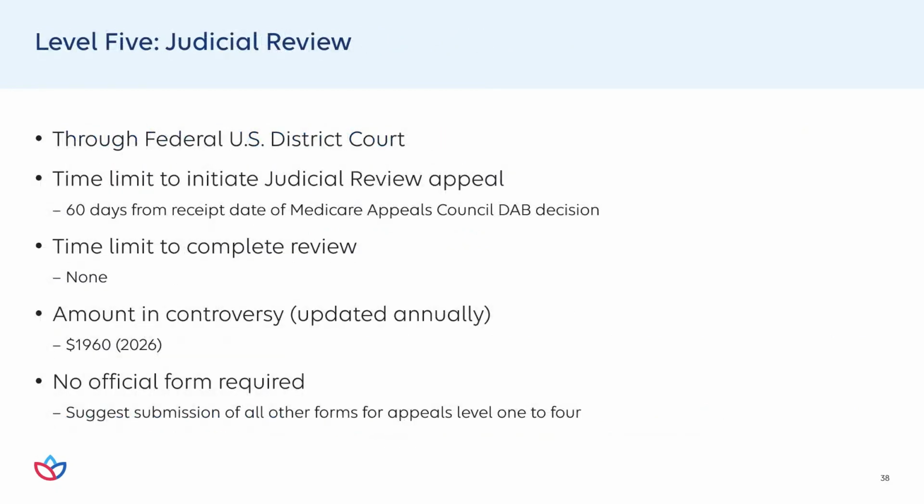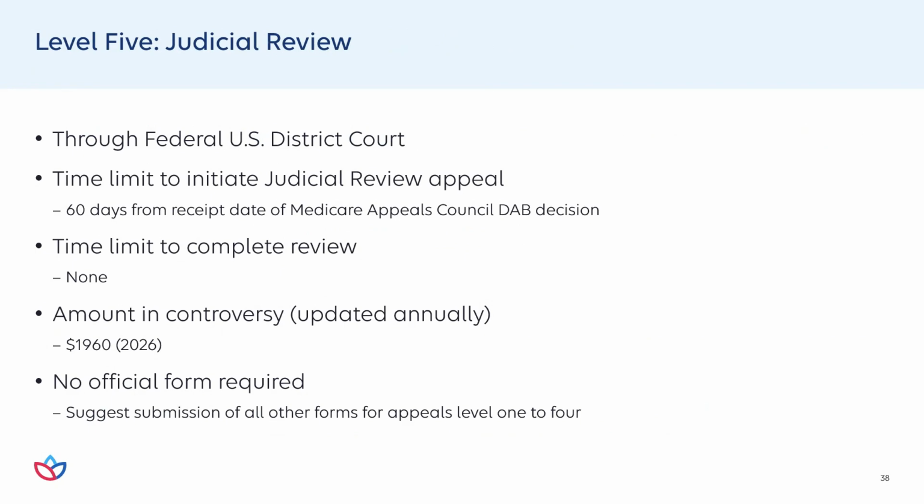All right, Level 5. Level 5 appeals are through judicial review. So they're handled through the federal U.S. District Court. The time limit to initiate your judicial review appeal is 60 days from the date of the Medicare Appeals Council Departmental Appeals Board decision. Their time limit to complete their review, well, there is none, right? This level is so high through the U.S. District Court, the federal U.S. District Court, that there is no time limit for them to complete their appeal.